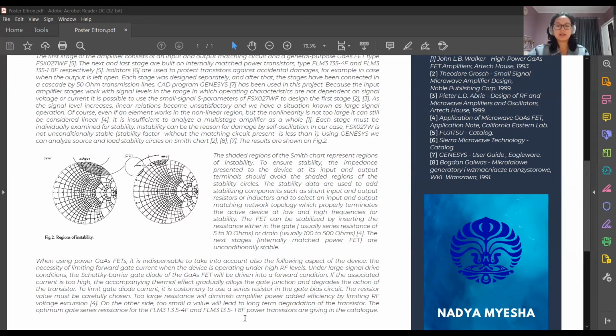To limit gate diode current, it is common to use a series resistor in the gate bias circuit, but the resistor value must be chosen carefully, because when the resistance is too large, the amplifier power added efficiency will be diminished by limiting RF voltage excursion. On the other hand, too small a value will lead to long-term degradation of the transistor.